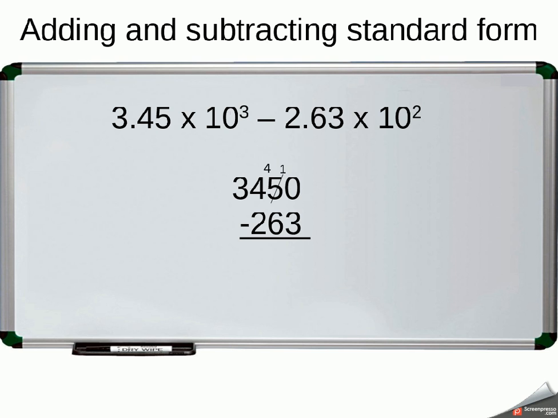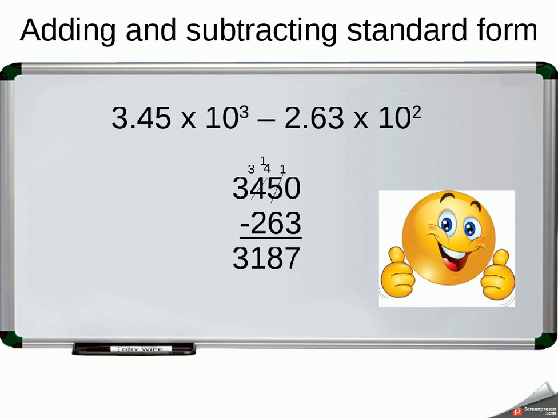We can't take away 3 from 0, so we borrow 1, becoming 10, take away 3, which is 7. We can't take away 6 from 4, so we borrow 1. The 4 becomes 14. 14 take away 6 is 8. 3 take away 2 is 1. And then 3 take away the nothing underneath, there is nothing there, stays as 3. So 3,187. But of course now we have to put it back into its standard form.